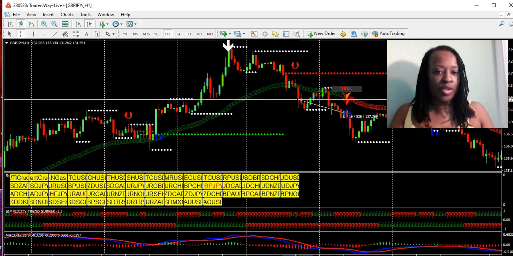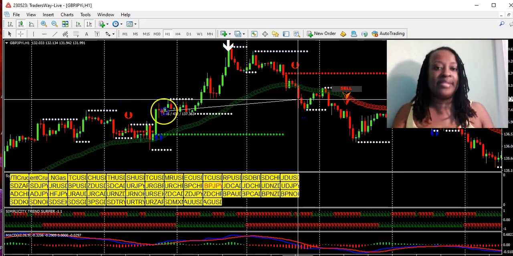So here we go. This is where we are, right? Just because you have your triples, you cannot ignore what the left side of the chart is telling you. You cannot ignore that. And what is it telling you? Let's look here.